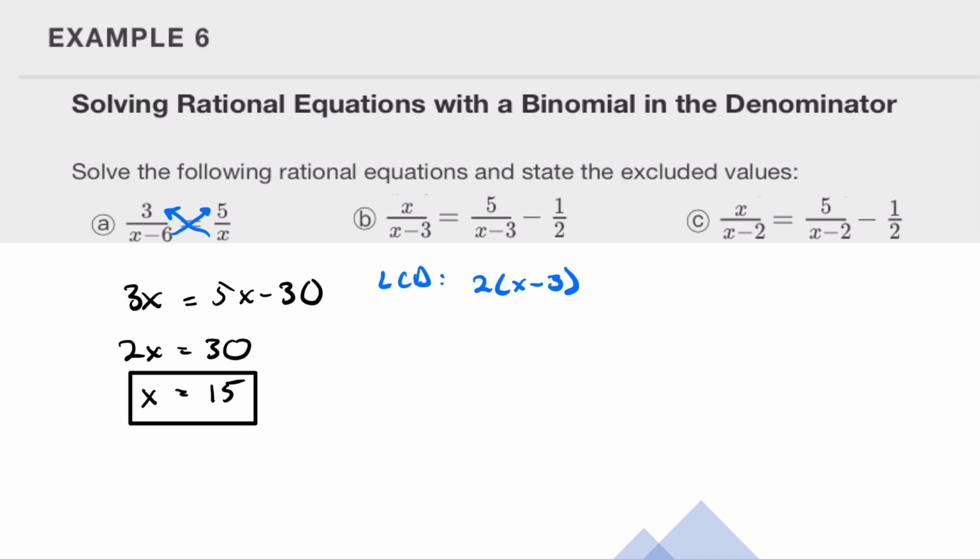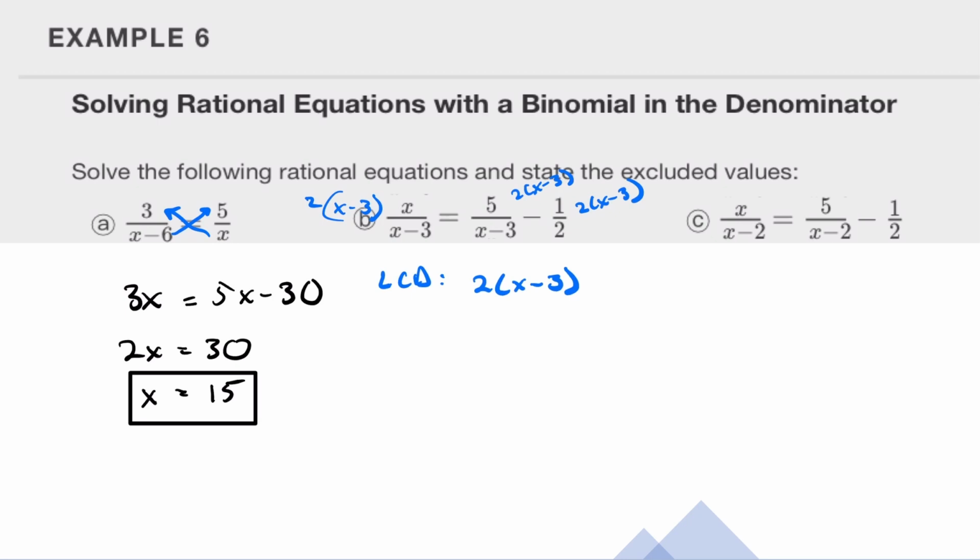So, for instance, I'm a little bit short on space. So I'm going to say this guy times x minus 3 times 2. Same thing over here, x minus 3, and same thing here. All right, we're basically multiplying each term times 2 times x minus 3, right?